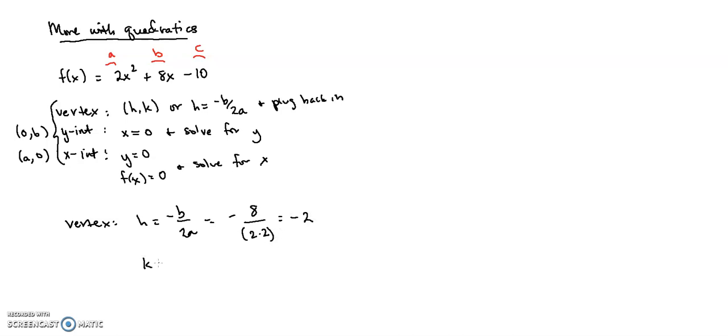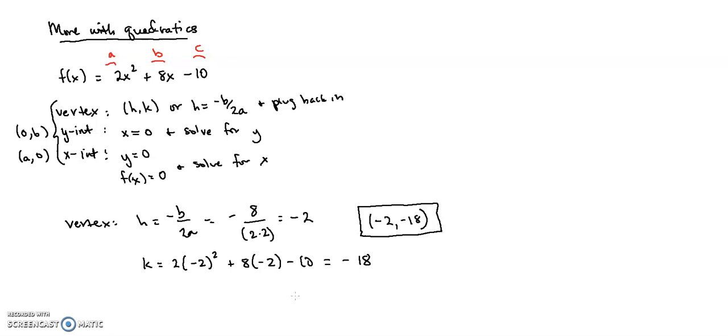And then to get k, remember we take that and we plug it back into our equation. So we're going to have 2 times negative 2 squared plus 8 times negative 2 minus 10. It's going to give us 8 minus 16 is negative 8. Negative 10 would give us negative 18. So our vertex is (h, k), which is (negative 2, negative 18). Alright, so there's our vertex.